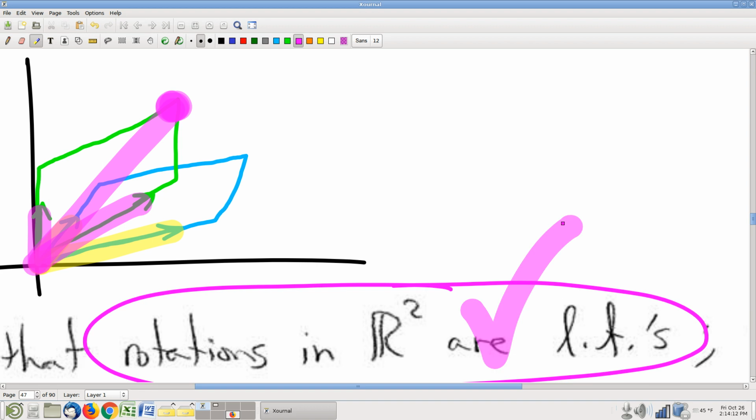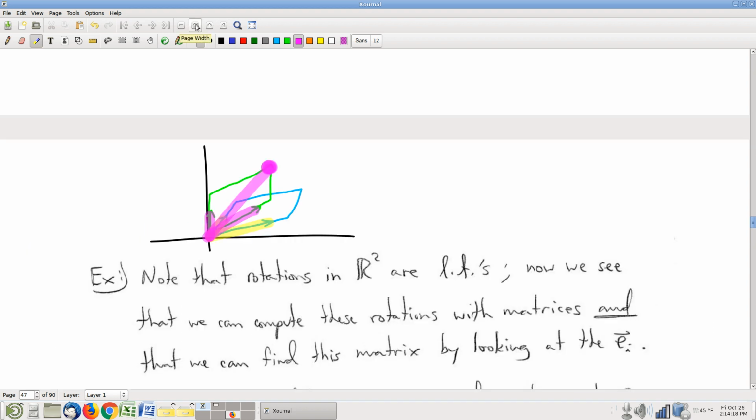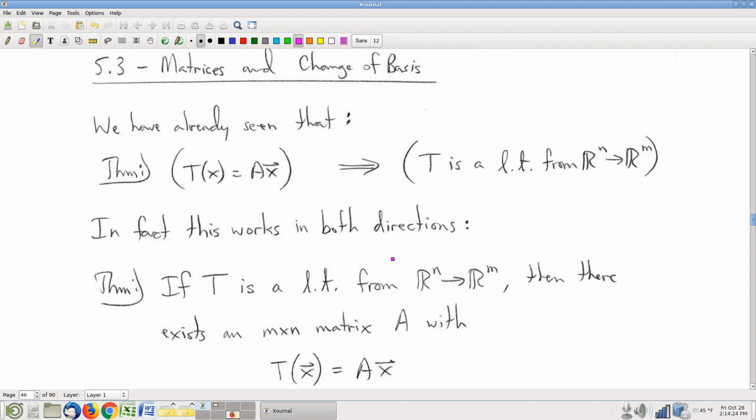And that ends up being a tremendously powerful fact, the fact that these are linear transformations. So let's capitalize on that now. We have a linear transformation from R2 to R2. And this theorem says if you have a linear transformation from R2 to R2, you can represent it as a matrix.